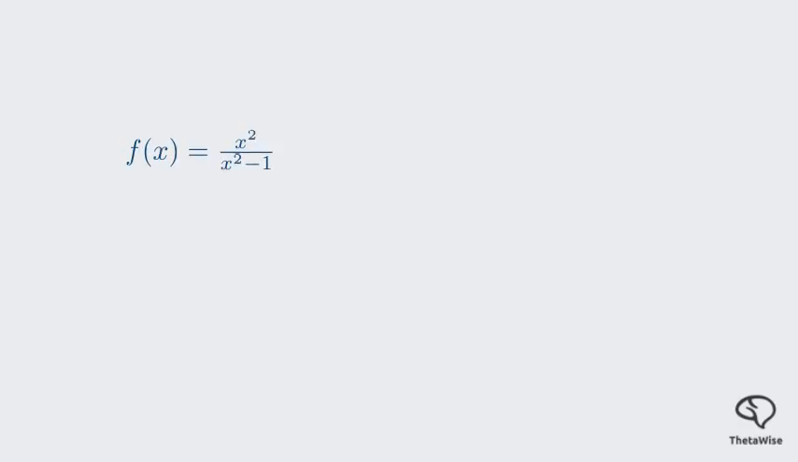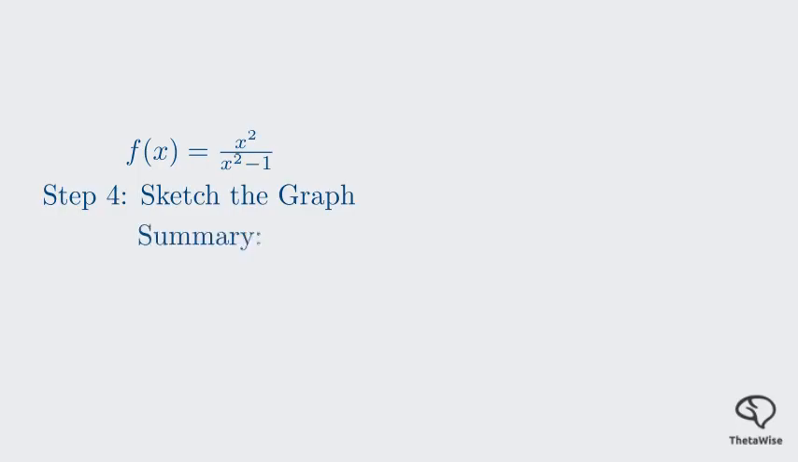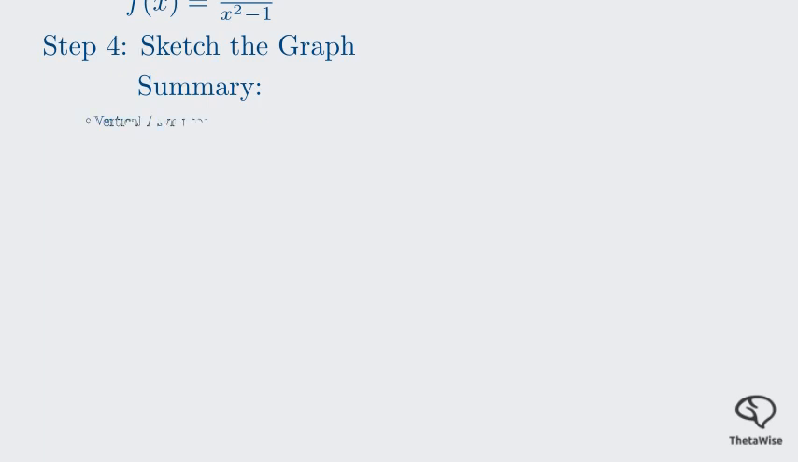Now for the final step, sketching the graph of f of x equals x squared over x squared minus 1. We'll use all the points and intervals we found to create the graph. Let's summarize our key findings. We have vertical asymptotes at x equals plus or minus 1, a horizontal asymptote at y equals 1, and a local maximum at the origin, 0, 0.